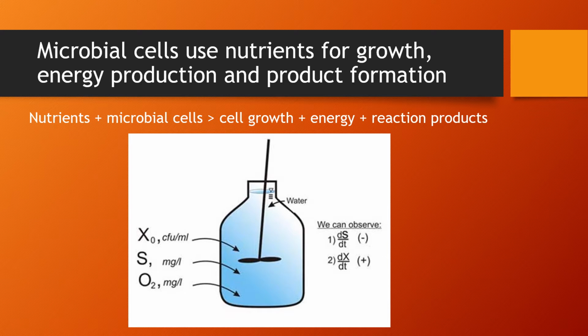dX by dt is positive. Here X is the number of cells, colony forming units. So colony forming units are increasing with time. So here it is always positive.